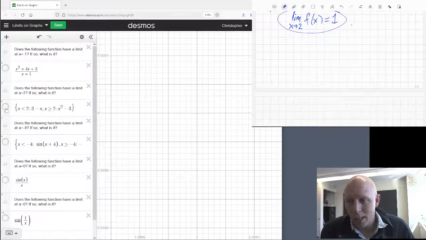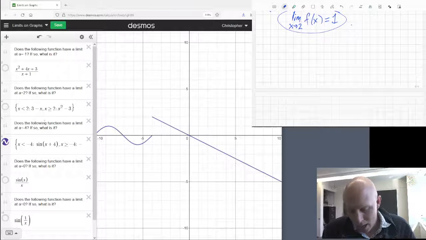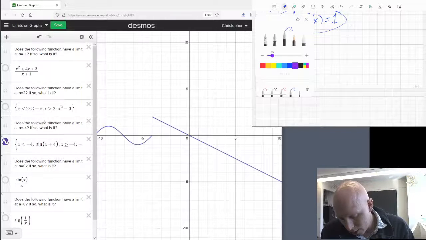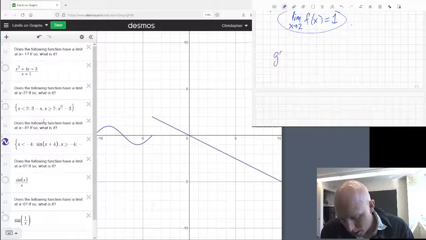All right, let's go on to the next one. Let's zoom out again. Okay, so now we're looking at a different piecewise defined function. Let's look at the piecewise defined function. So maybe we'll call it g of x.